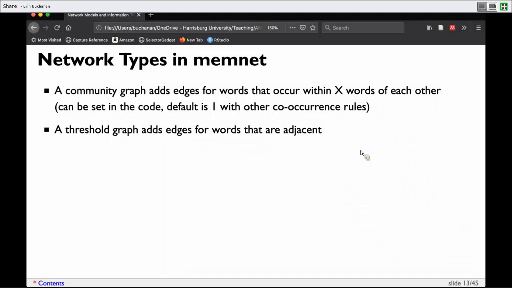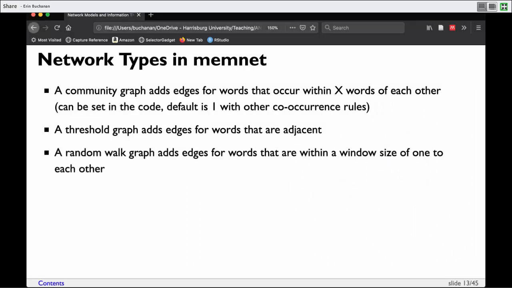Here we go. All right. And then a random walk graph uses this idea of Monte Carlo, these random walks. What's that called? Metropolis algorithm, I think. It kind of pops around, right? And it adds edges for words that are within a window size of one. You can change that.